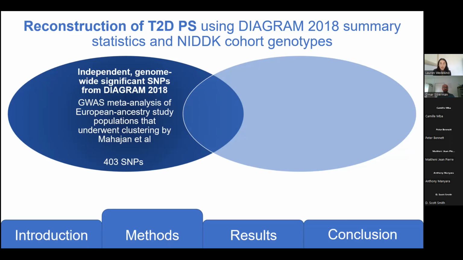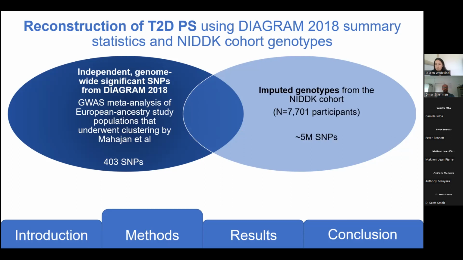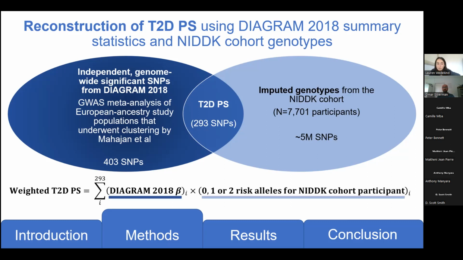So that was over 400 genetic variants. And then using genotypes, basically genetic data from the NIDDK cohort of just over 7,700 people across 5 million different variants, the overlap between that was about 3/4 of the original 403 variants. So the overlap was 293 variants. And we think a lot of that was due to certain variants being super rare in this cohort, which can happen. And also, so how did we calculate them?